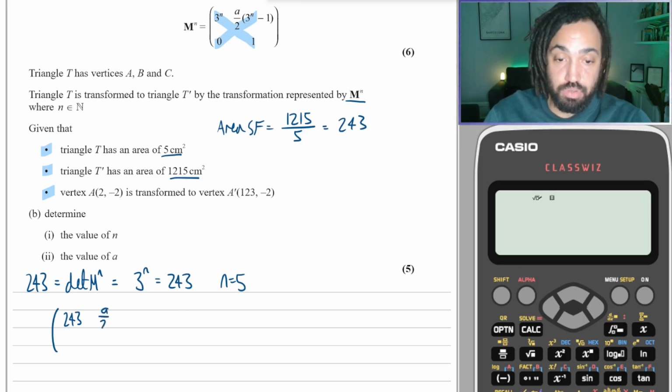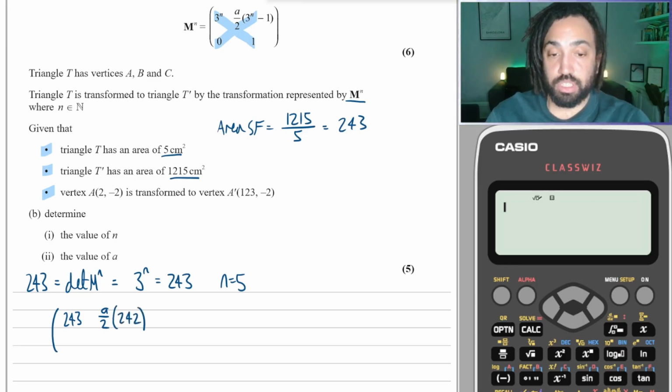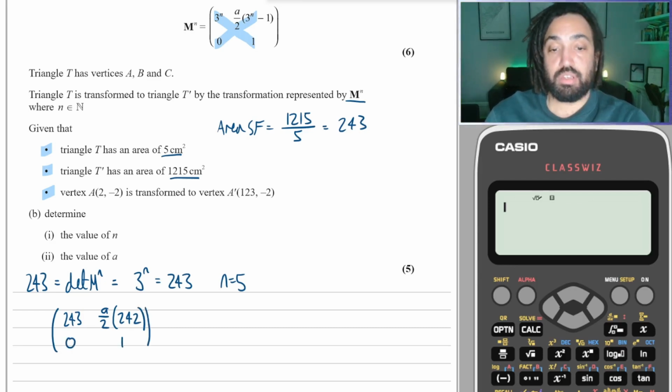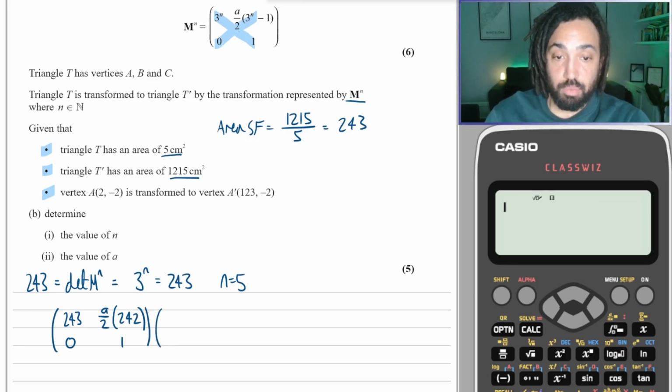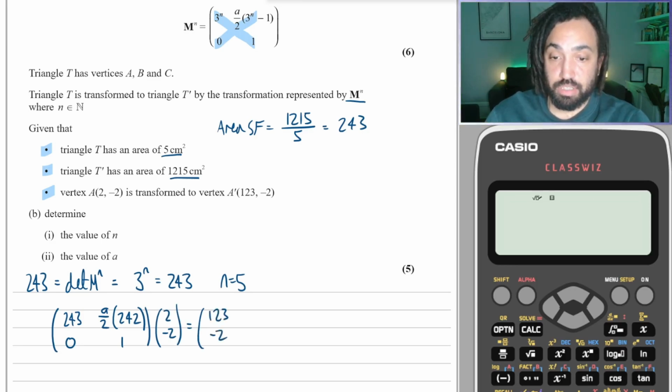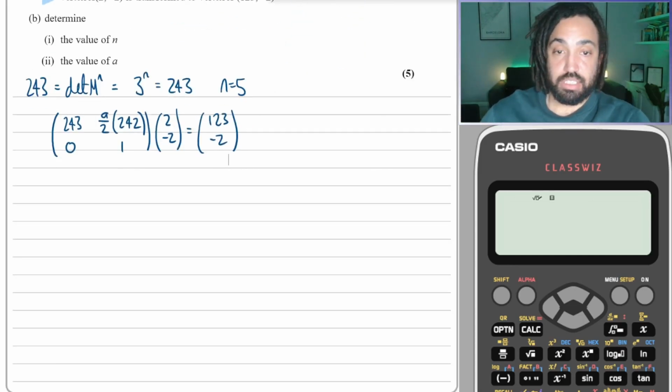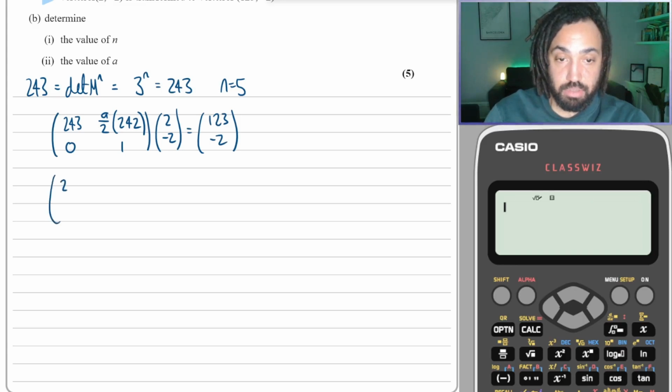a over 2 times 3^n minus 1, which is now going to be 242, and 0 and 1. This is going to multiply with 2, minus 2, and it's going to give me my new coordinate, which is 123, minus 2. Okay, great. Let's just tidy this up a bit, because this is a over 2, it's going to give me 123, 1a.